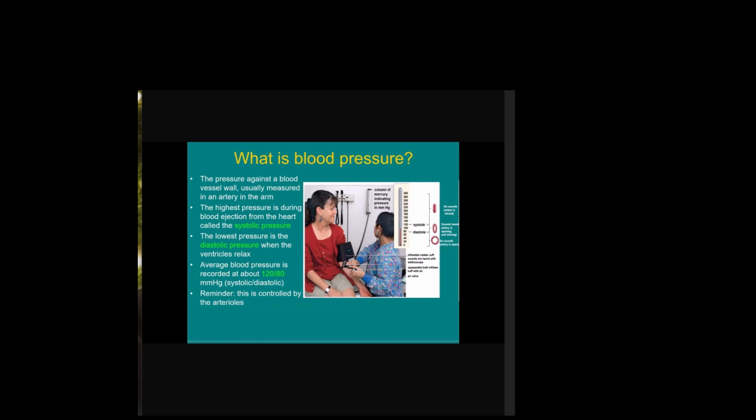And they would measure that when the heart is contracting and when the heart is relaxing. The average blood pressure reading during contraction will be 120. And then the one when the heart is relaxing, the diastolic one, is about 80. For adults, it will be slightly different for babies.